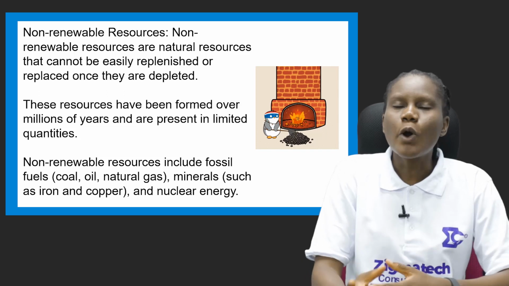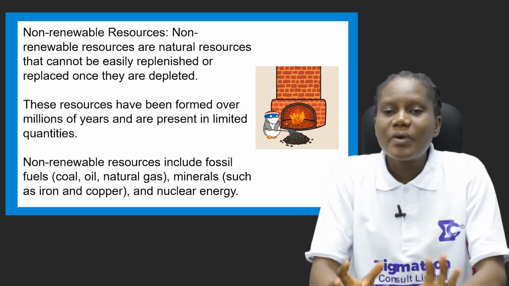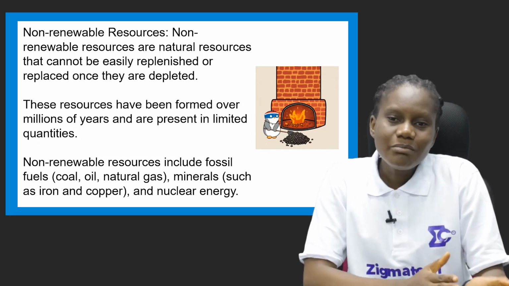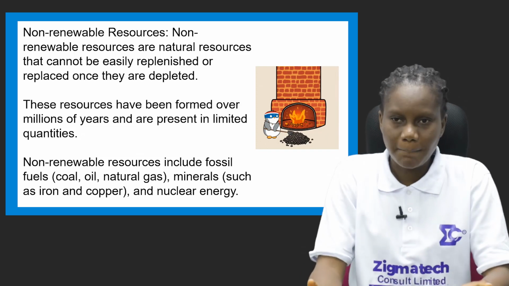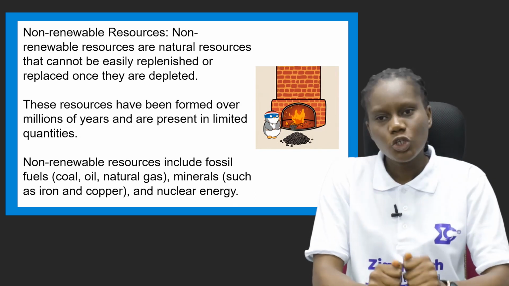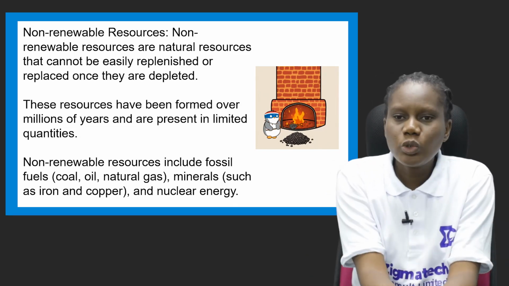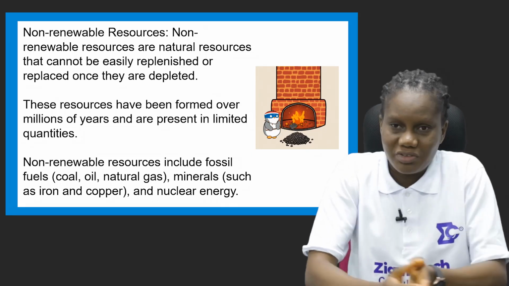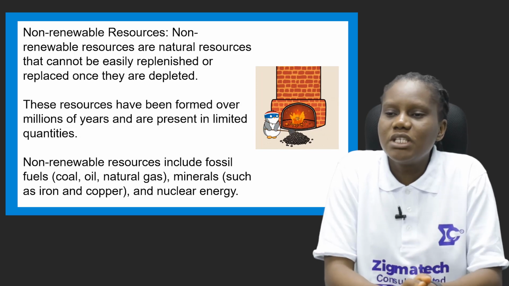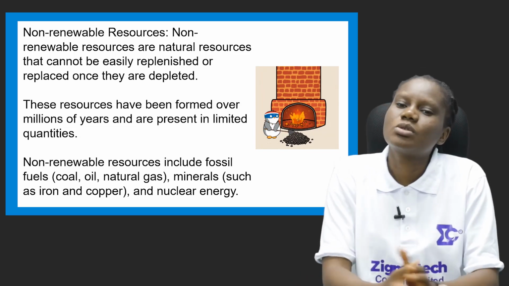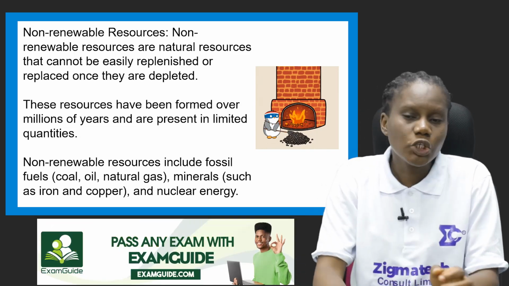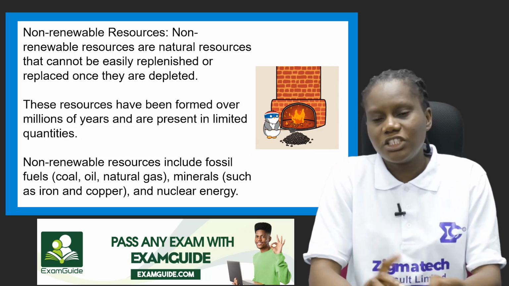The resources have been formed over millions of years and are present in limited quantities. Our renewable resources are present in limitless quantities, that means they don't have limits. But our non-renewable resources are present in limited quantities. Although they've been there over a period of millions of years, you can finish them. That is the truth.